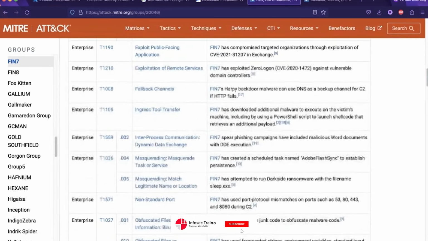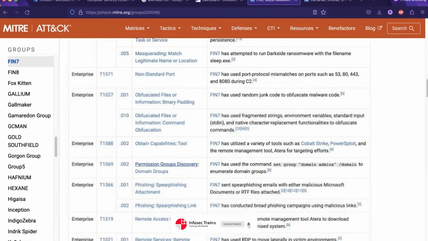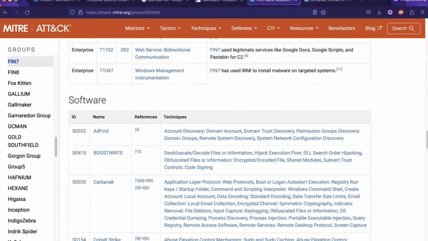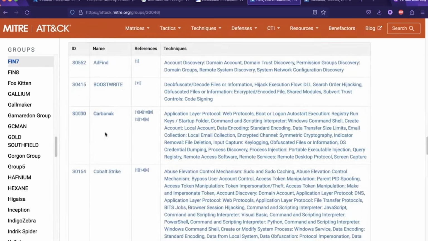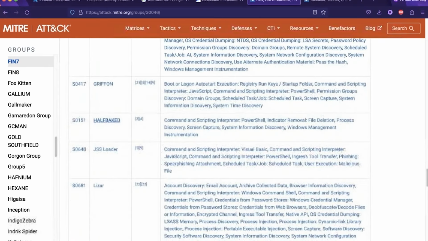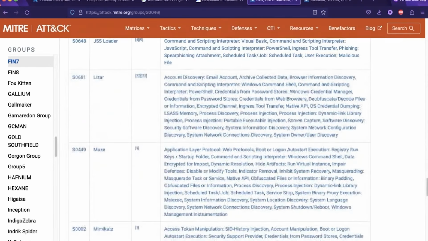One by one, you will be looking over here. So what technique they use will give you the idea. Not only that, also the software that they are using. Okay, great. So, a lot of software.